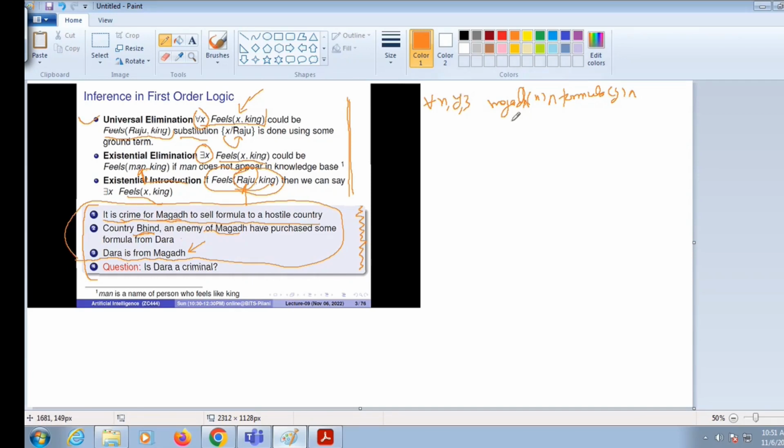And similarly, I can say that hostile Z, Z is a hostile country. Okay, and I say that sell. Somebody is selling. X is selling Y to Z. Let me write like this: X is selling Y, which is a formula, to Z. Let's assume that this says this. Then it is a crime.